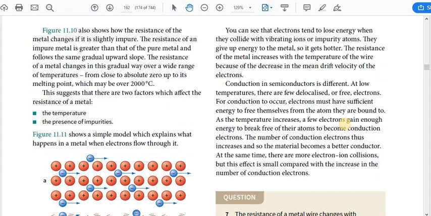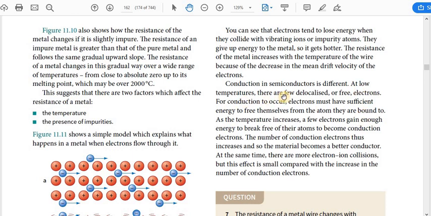Conduction in semiconductors is different. Now in semiconductors, what happens is, when you increase the temperature, it gives out more free electrons. The atoms give out more free electrons or delocalized electrons. So that decreases the resistance. So in semiconductors, when you increase the temperature, more free electrons are released, so the resistance decreases. So that is what we use in NTC, negative temperature coefficient thermistors.